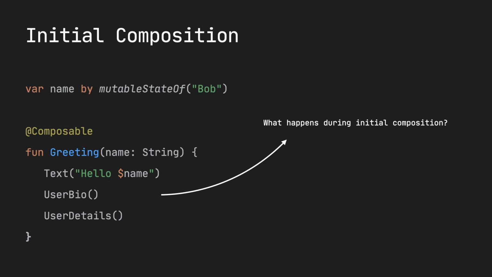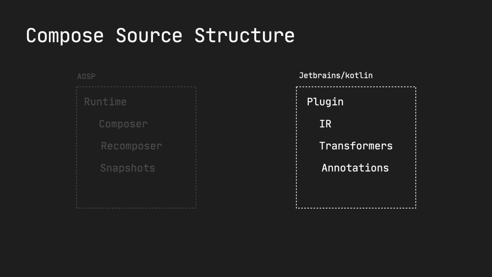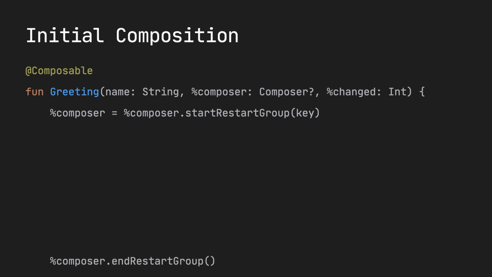Our code at compile time has to transform to be able to hook into the runtime, to interact with the composer and tell it to create groups. This is where the second piece of the compose source structure comes in, the plugin, which is in the Kotlin repo. It's the compose compiler plugin, and it has transformers that look at your composable methods and add in extra parameters and extra logic to hook into the runtime. So here's what the plugin would do.